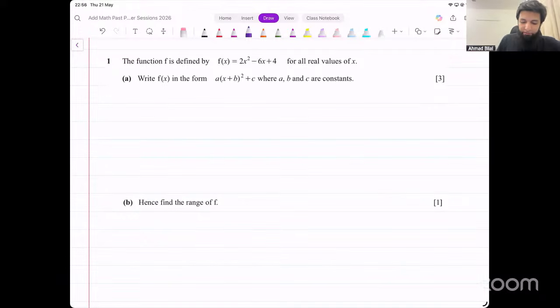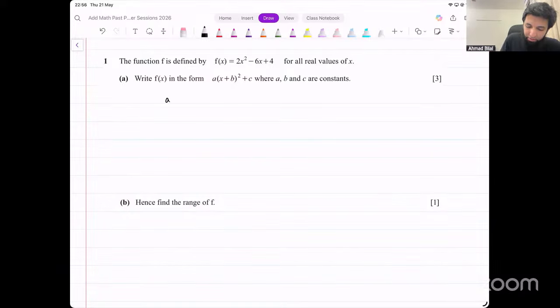Let's start with this first question. So they're saying the function f is defined by this for all real values of x. Write f of x in this form. So we have to write it in completed square form. How can we do that?